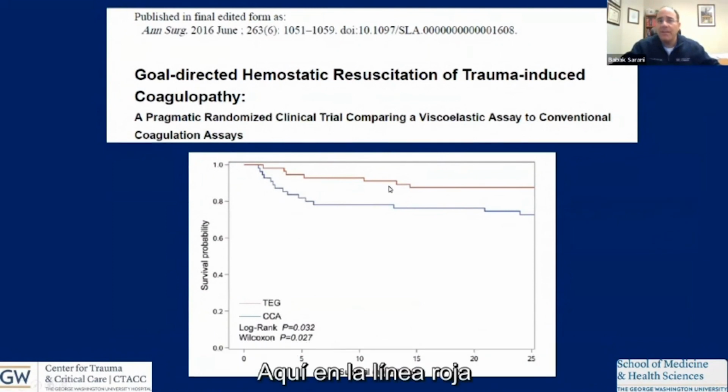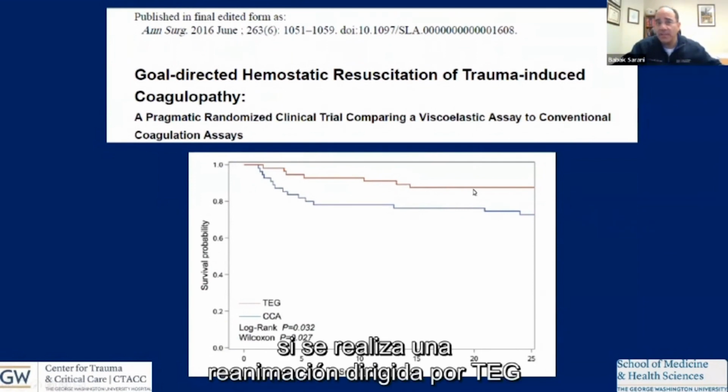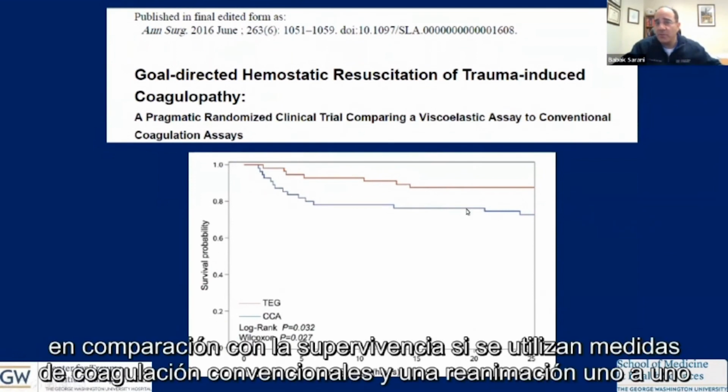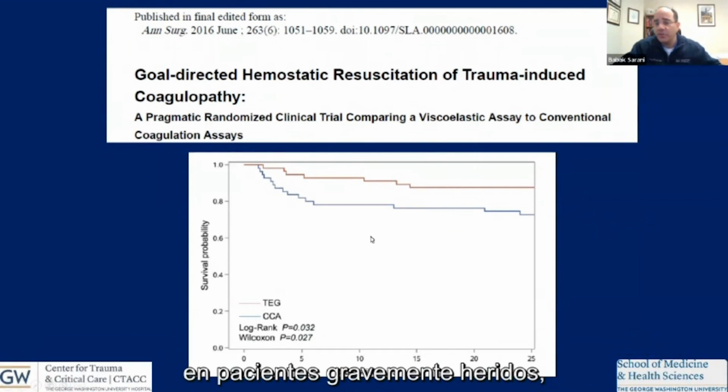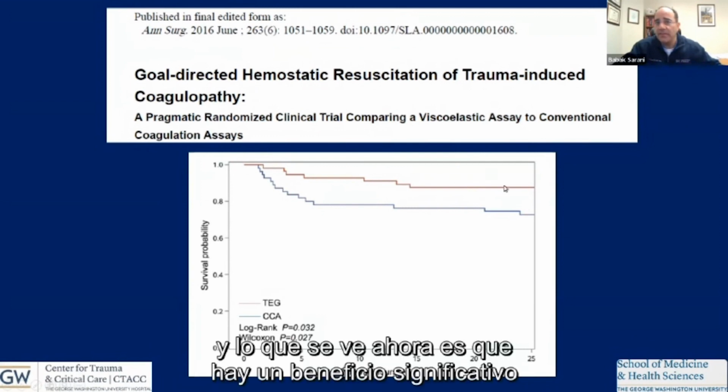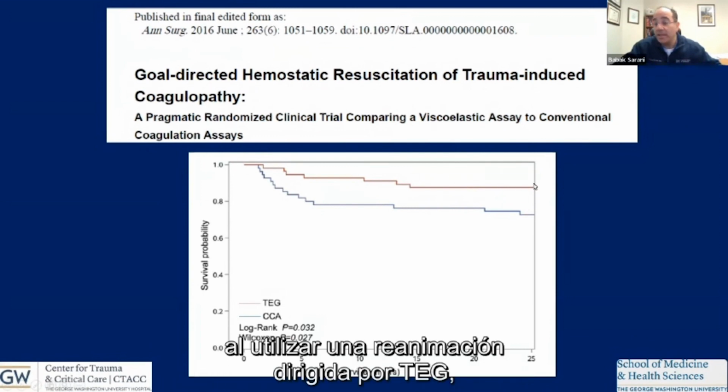Here in the red line, what you see is mortality, survival. If you have a TEG-directed resuscitation as compared to survival if you use conventional coagulation measures and a 1-to-1 resuscitation in critically injured patients. And what you see now is that there's a significant benefit to using a TEG-directed resuscitation.